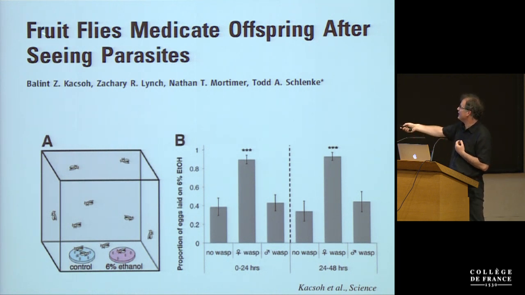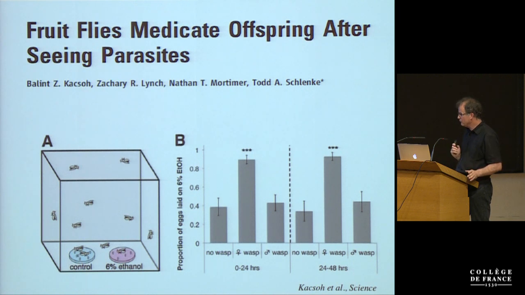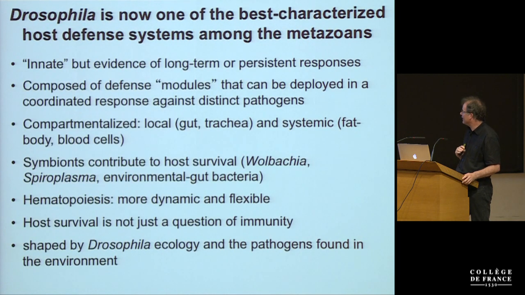So the idea, you see the title, fruit fly medicate offspring after seeing parasite. They can lay their eggs in a medium which is more adapted for their progeny because there is less chance that parasitoid wasps will come and infect their progeny. So this shows you that behavioral immunity is extremely sophisticated. So now I will do a little summary of the data before moving to another point.